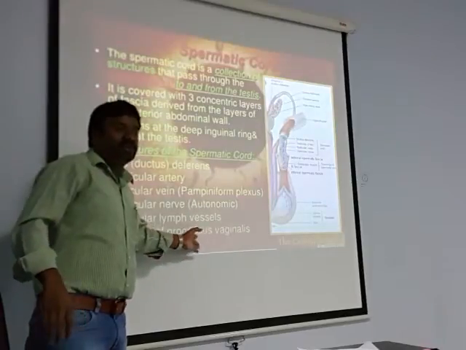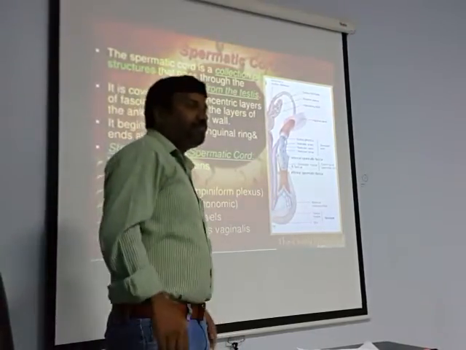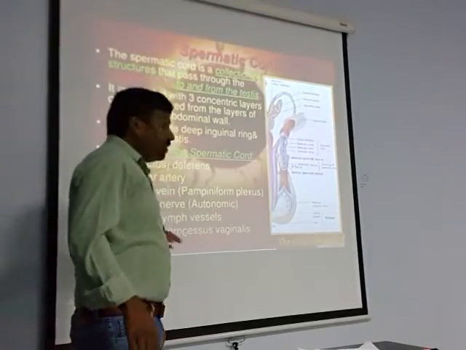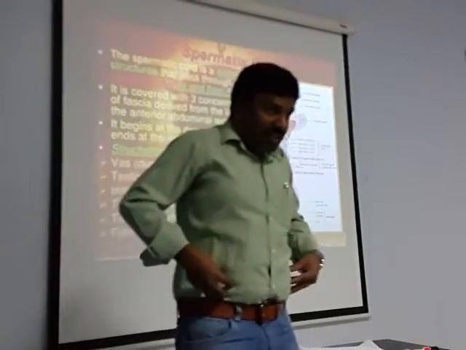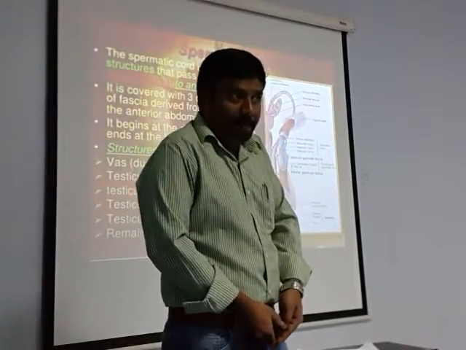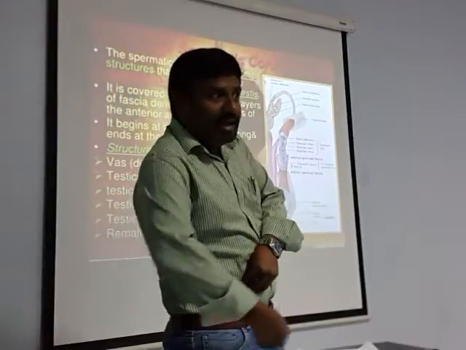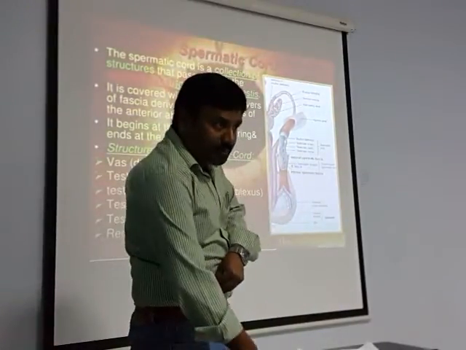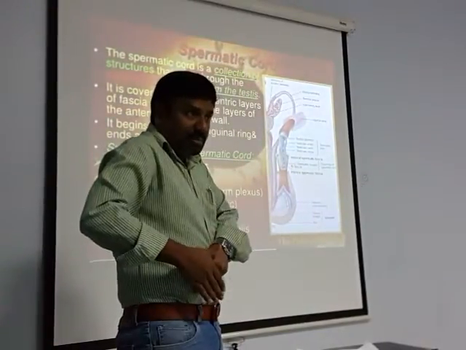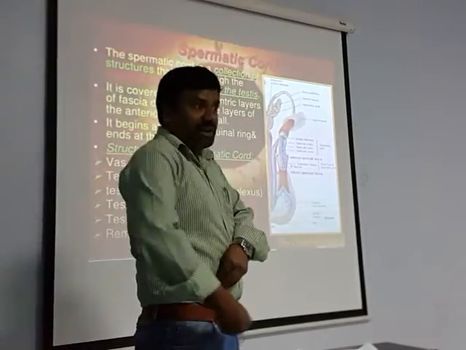What is the processus vaginalis? It is nothing but the peritoneum. I said the testis descends from the anterior abdominal wall through the inguinal canal to the scrotum. As they are descending, they will carry all the layers of the anterior abdominal wall, as I explained: external spermatic fascia, internal spermatic fascia, and then the cremasteric fascia, right?